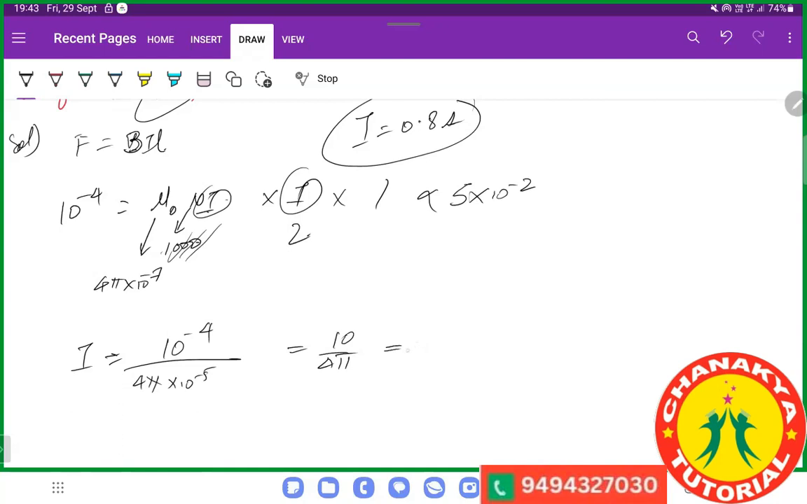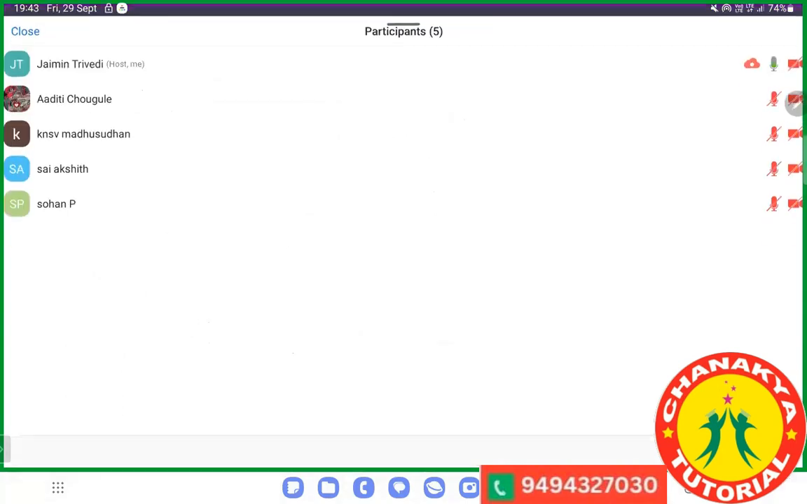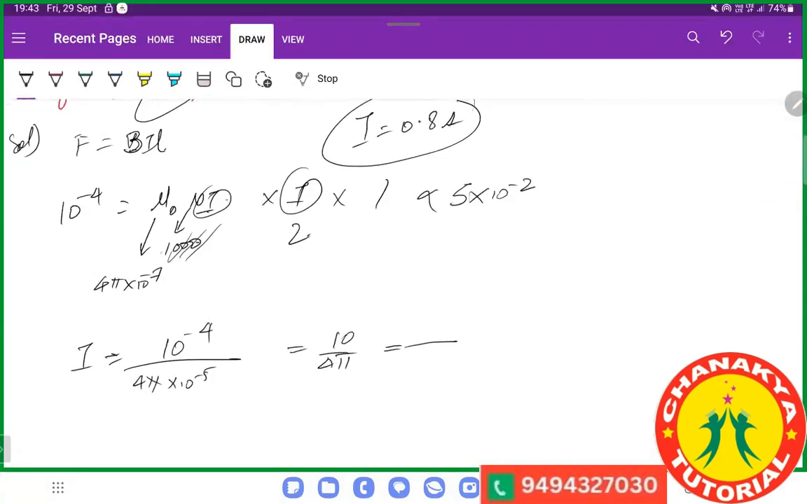What is the answer for this? 0.8, Sohan? Yes, Ten 10 by 4 pi is 0.8. sir. 0.8. Okay, let's take this as a 0.8.